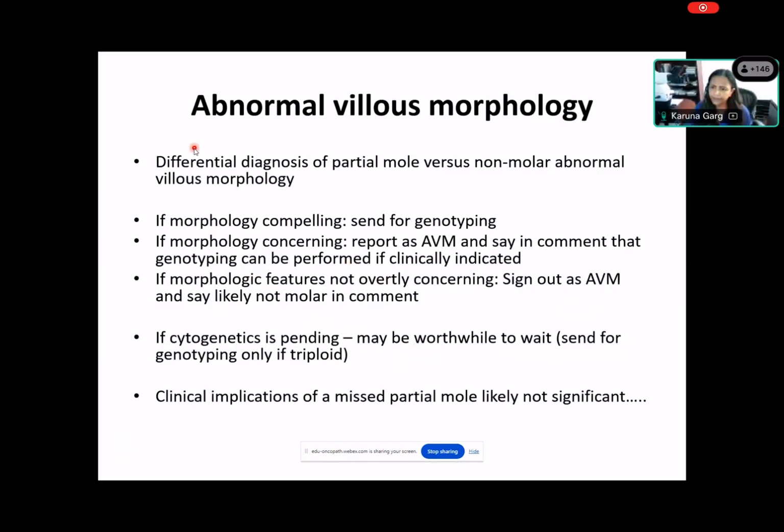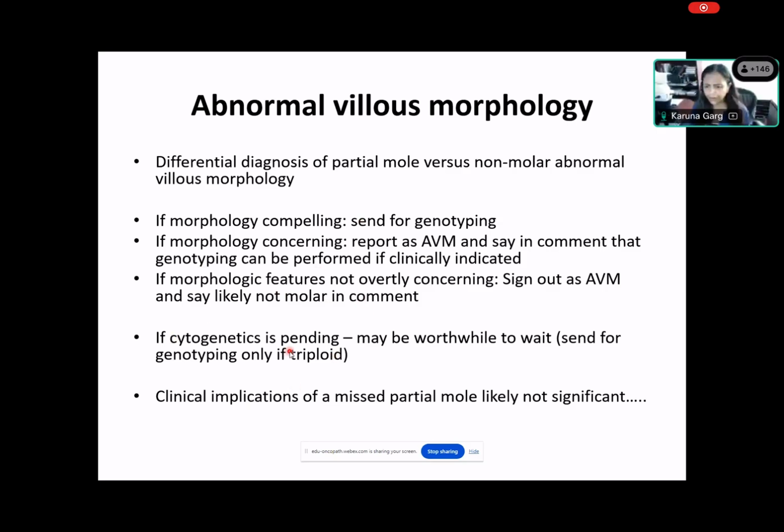What do we do in real life? If we have a differential diagnosis of partial mole versus non-molar, and the morphology is very suspicious, we send it for genotyping. If you're not really sure about the morphology, then we report it as abnormal villus morphology, and we say in a comment that we can send it for genotyping if the clinician wants us to. And if the morphology is not very concerning at all, we sign it out as abnormal villus morphology and say we suspect it's not a mole.